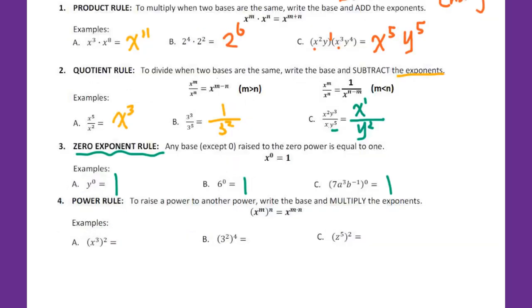We have the power rule. Multiply the exponents. So x to the third, squared, then x to the 6th power. 3 squared, then 4th power. That means 3 to the 8th power. Z will be the 10th power.